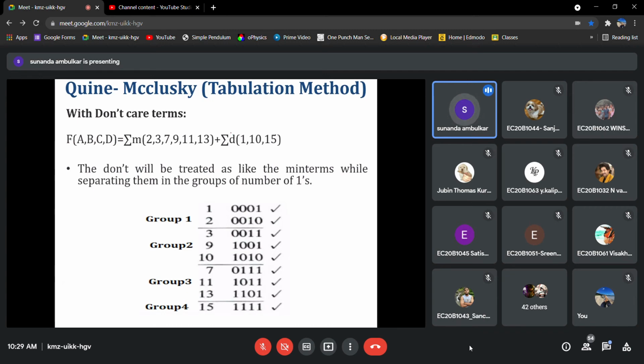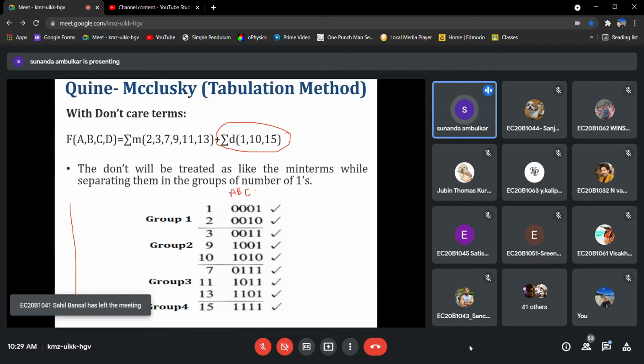Okay, so here let's try to do what we have to do. We have to group them. This is A, this is B, this is C, and this is D. Because don't care conditions are given here, I have considered this particular example to explain the don't care condition. Okay, we'll consider without those don't care conditions.